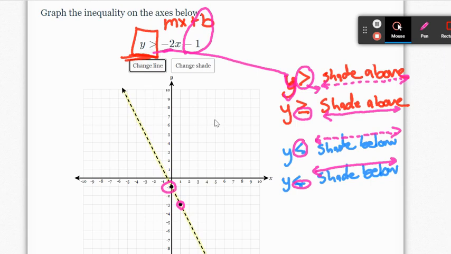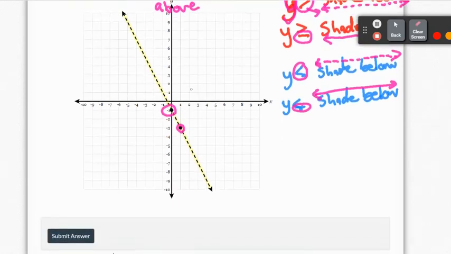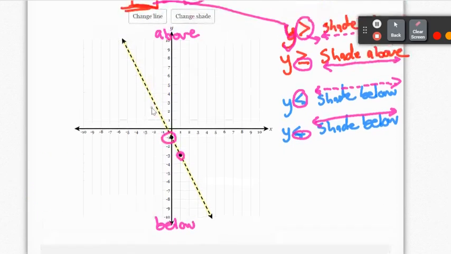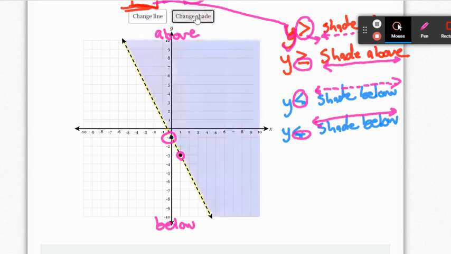Now, I want the shading to be above. Well, I need to figure out where above would be. Above, this is above. This is below. Very simple, right? Above needs the shading to go to the direction where the word above is. So we go ahead and click change shade, and there will be shading either above or below. I want the shading to be above. This will be the right answer with the solution set shaded.